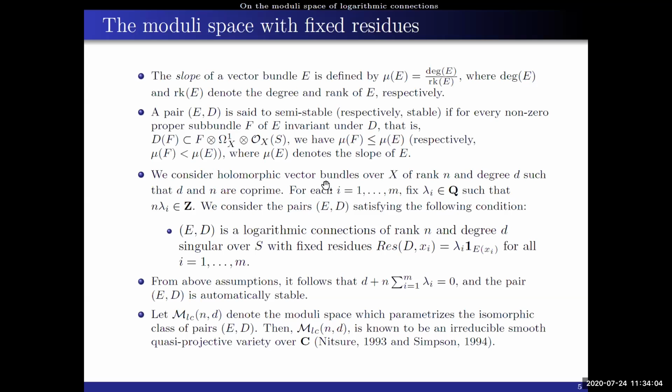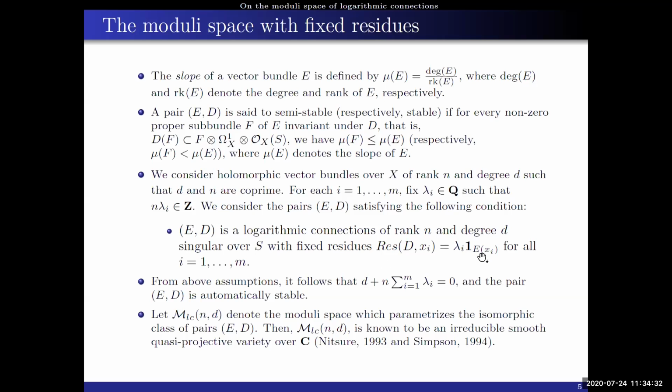Now we consider holomorphic vector bundles of rank n and degree D, such that D and n are co-prime. For i equal to 1 to m, we fix rational numbers λ_i such that n times λ_i belongs to Z. Now we consider the pairs (E, D) satisfying the following conditions. (E, D) is a logarithmic connection of rank n and degree D, singular over S, with fixed residues.